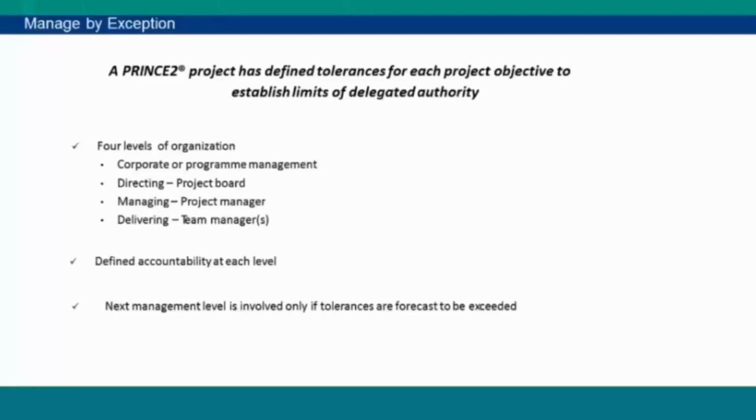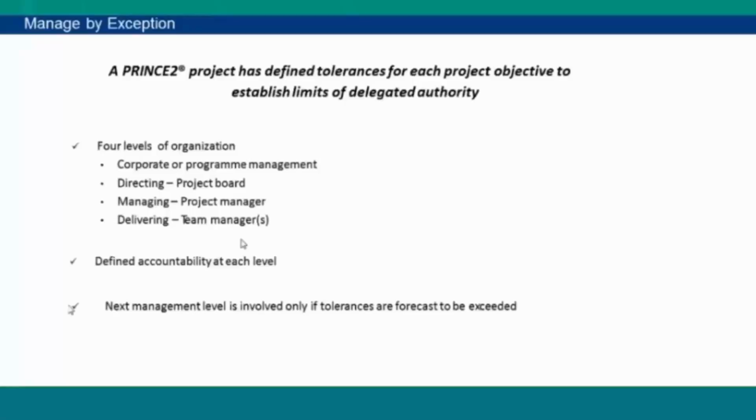These roles and responsibilities we will see in detail once we discuss the themes. There is a theme called the organization theme, and in the organization theme we will discuss all the roles and responsibilities in detail. Right? So that is my directing level, also called the project board, and the project board contains three roles: executive, senior user and senior supplier. Then we have the managing role, the project manager, and lastly the delivering role, the team managers, that is the team lead. Okay, so those are the four levels.